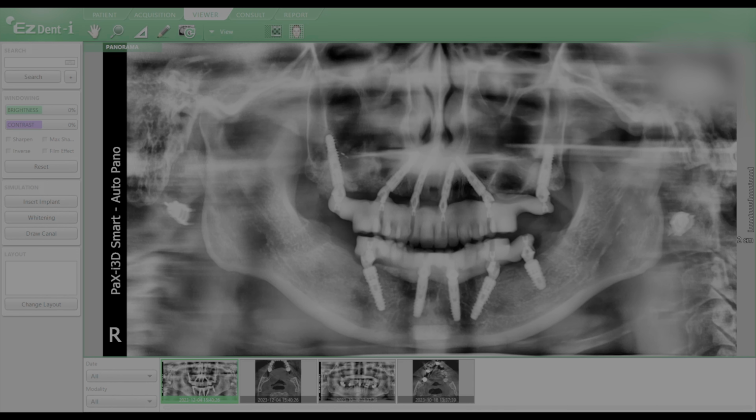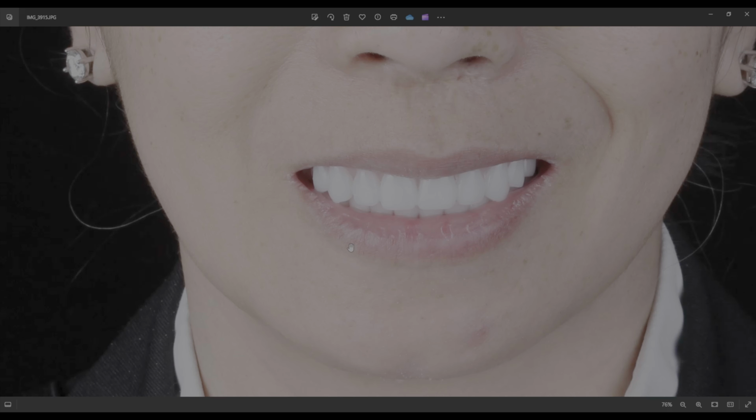So let's actually show you her photos. Okay, so this is what it looks like afterwards. She is in her temporaries. We did this a few months ago, so we just need to wait a few more months before we fine-tune her prosthesis and get her into zirconia.